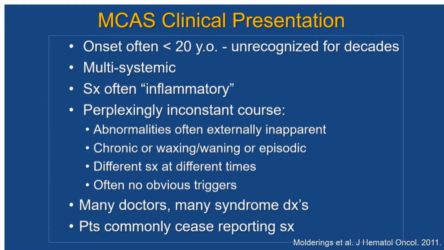So how does MCAS present clinically? Often the onset is in folks who are 20 years or younger, and it sometimes can go unrecognized for decades. It tends to be multisystemic, often of inflammatory presentation in nature. It is quite perplexing because it is inconsistent in its course. Abnormalities often are externally apparent. There's chronicity, with chronic waxing and waning, and it's very episodic. Different symptoms at different times, and often there are no obvious triggers.